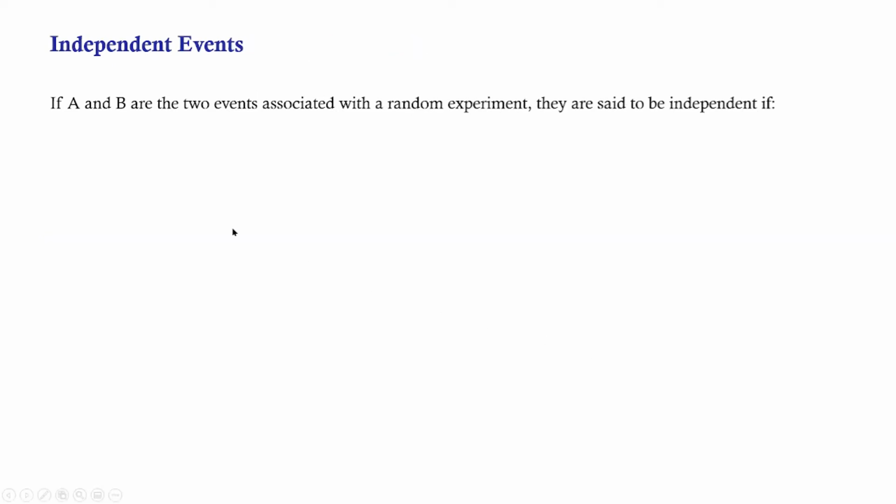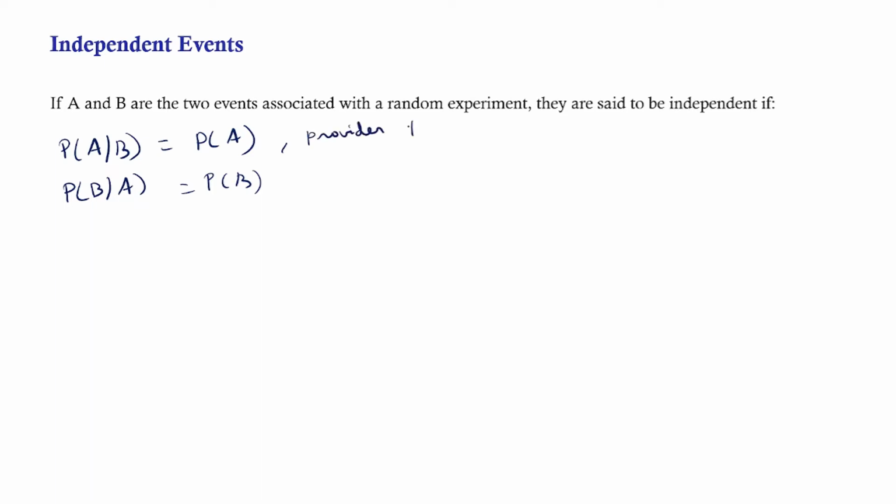Now moving on to independent events. If A and B are two events associated with a random experiment, then they are said to be independent if probability of A given B is equal to probability of A, and probability of B given A is equal to probability of B. So here, provided probability of B is not equal to 0, and here probability of A is not equal to 0.